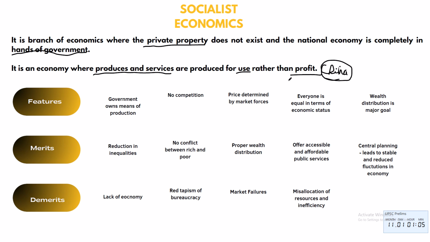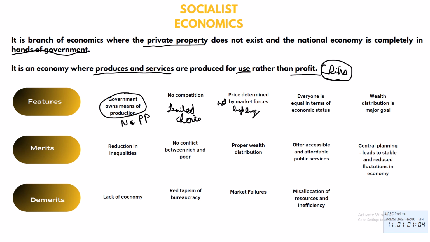Let's look into the features. The government owns the means of production, which means no private property is available. So, no competition and consumers have limited choice over here because the government owns everything. Price is not determined by the market forces but by government.